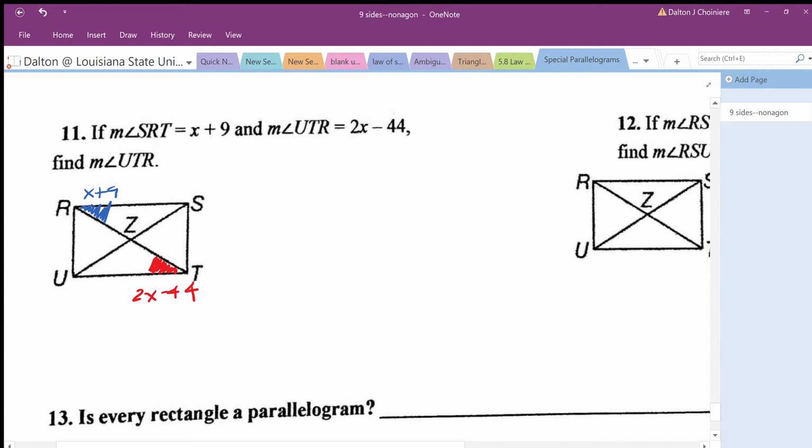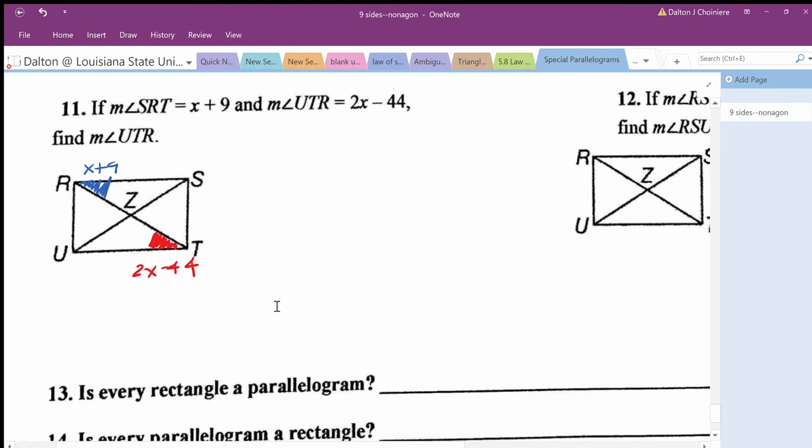Well, UTR is this red portion, but in order for me to find that red portion, I have to figure out what x is. Hey, are y'all listening to me? I know. That's why I'm pausing here for a second. The question is UTR, which is the red stuff. But in order for me to find the red stuff, I have to find what X is first. So can someone tell me what they know about these two angles, the blue and the red angle? Is there something that you know about them?